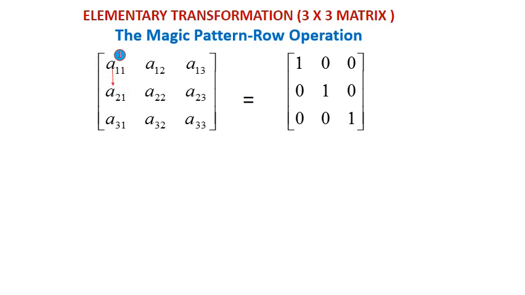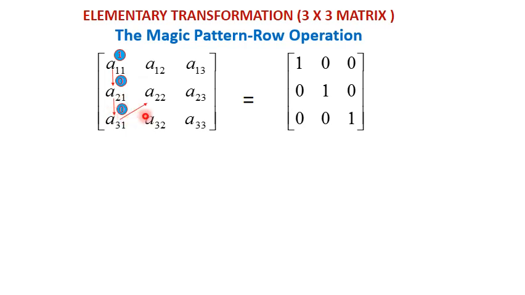A21, that element you have to make 0. Next you have to move down to A31, and that element you have to make 0. So first we start from A11, the first element we change to 1. Next move down to A21, make it 0. Next move down to A31 and make it 0.